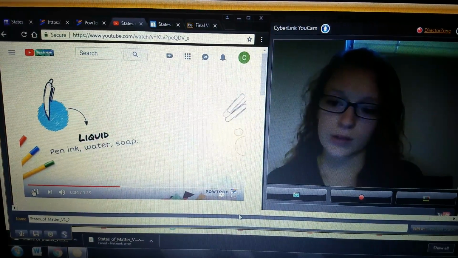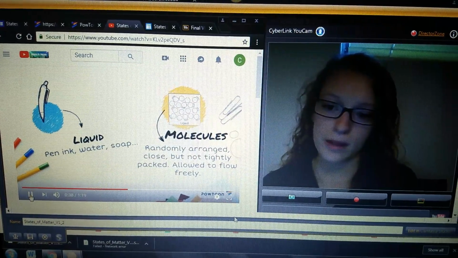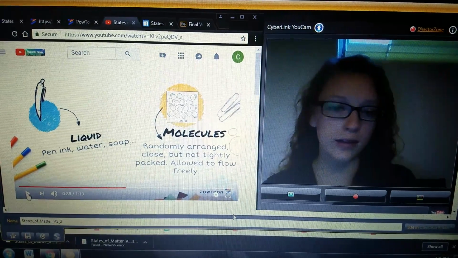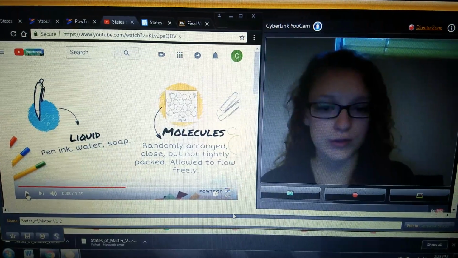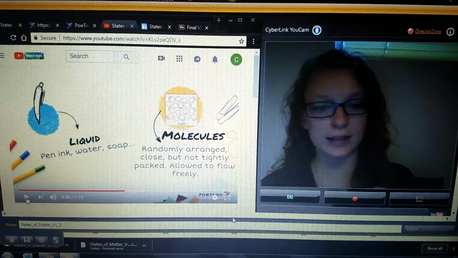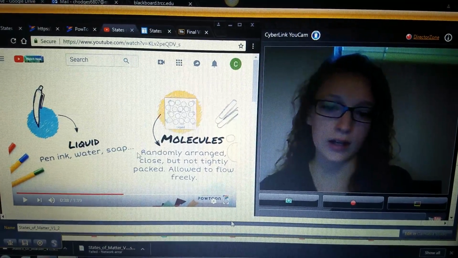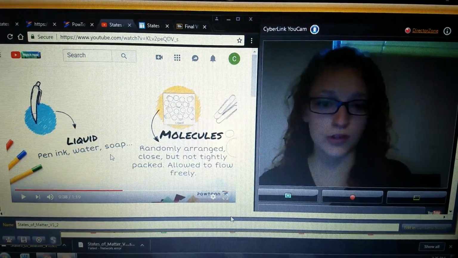Next we've got liquid. Again, I just picked some liquids that were nearby. Pen, ink, water, soap. The molecules in a liquid are close together, but they're not tightly packed like in a solid. See, they're not in those nice, neat little rows anymore. They are allowed to flow freely, which is what allows a liquid to flow, which is what you think of when you think of a liquid.